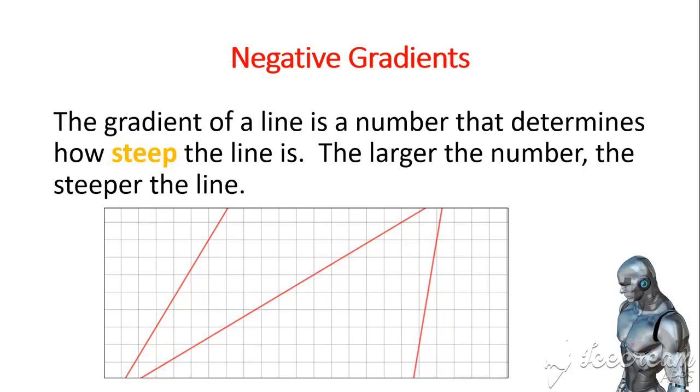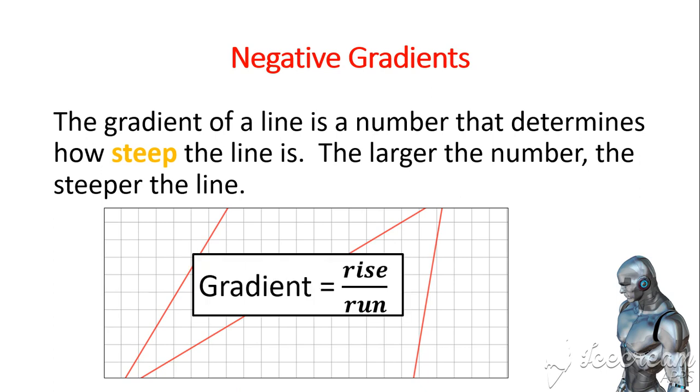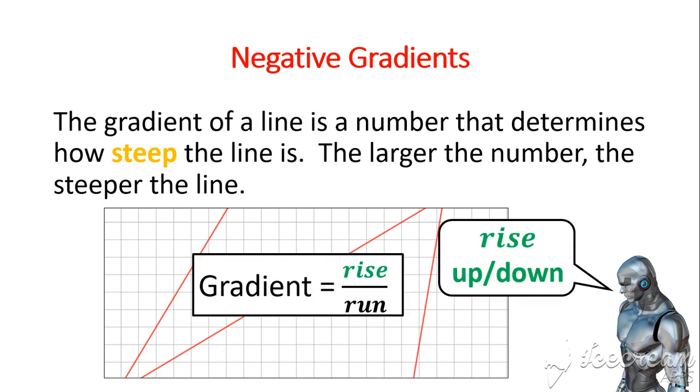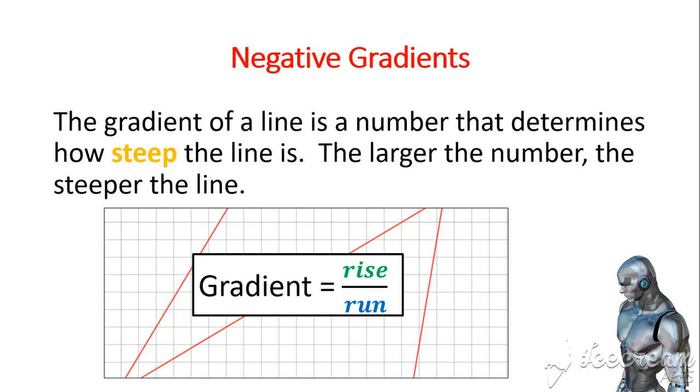We know the gradient of a line is a number and that number determines how steep the line is. The larger the number, the steeper the line. The gradient is equal to rise over run. Rise is what we move up and down and the run is what we move left and right. So gradient is equal to rise over run.